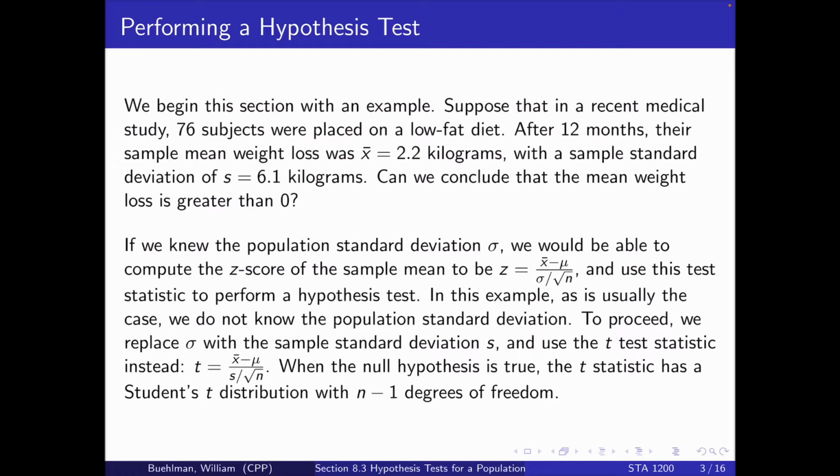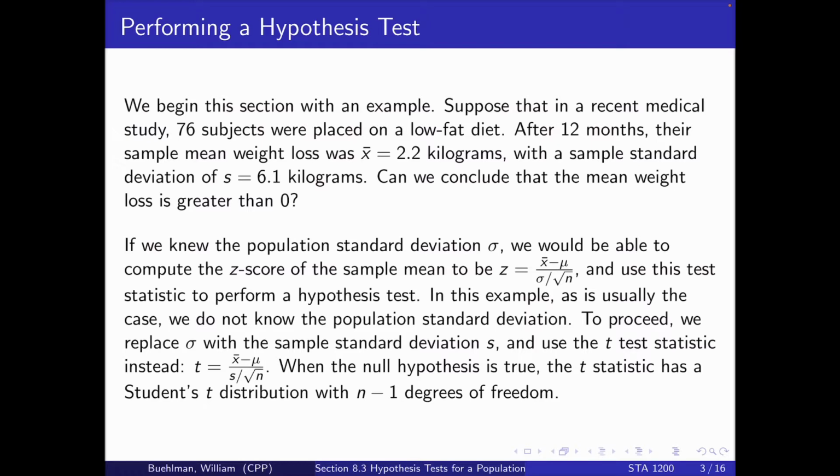If we knew the population standard deviation sigma, we would be able to compute the z-score of the sample mean to be z, which equals x bar minus mu over sigma divided by the square root of n, and use this test statistic to perform a hypothesis test. In this example, as is usually the case, we do not know the population standard deviation. To proceed, we replace sigma with the sample standard deviation s and use the t statistic instead.